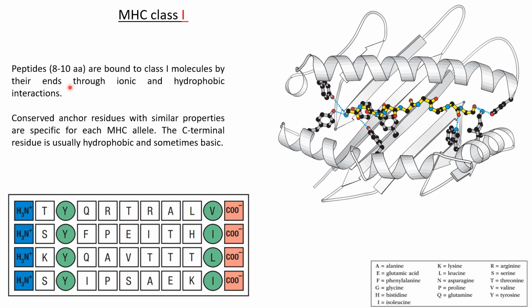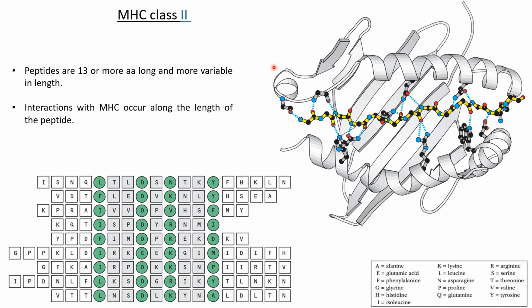For MHC class 2, remember class 2, we have more amino acids. It's not just the length, there's also another slight difference between the binding of peptides to the MHC groove of class 2. So here we have class 2. It's a bit longer peptide. Notice that these non-covalent interactions are occurring across the length of the peptide, and also that the peptide is kind of hanging out of the end a little bit.